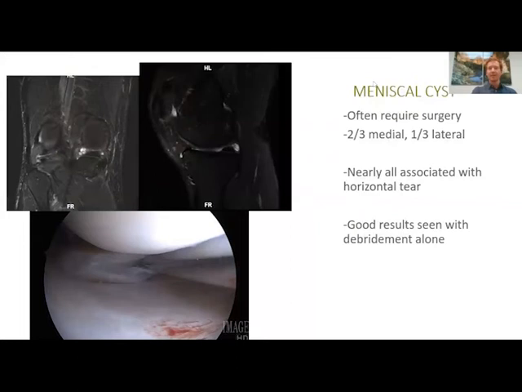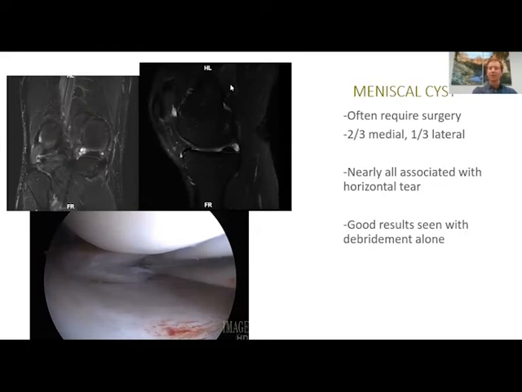And then sometimes these tears do have cysts associated with them, so you can actually get some swelling or joint fluid that pushes out of these tears, and those need to be treated surgically as well. So we look for those as well. It's easy to see on an MRI.